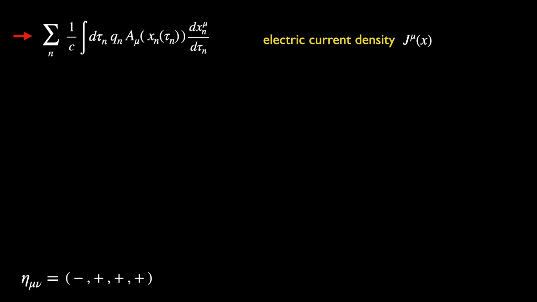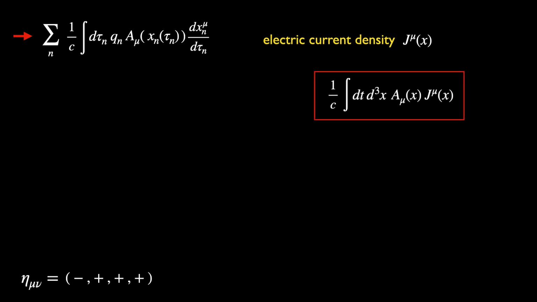Essentially, we want to write this interaction of charged particles with a vector field as the interaction between two vector fields, one of which is the current density J. This term is an integral over space-time, which will make sense for an interaction term for two vector fields, which by definition are continuous functions over space-time.